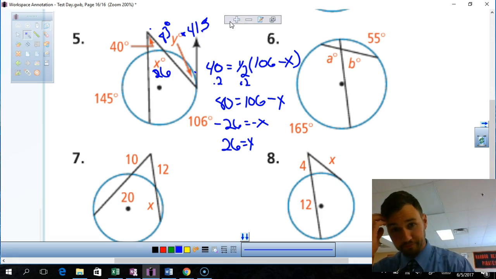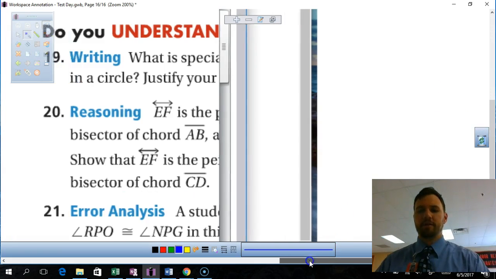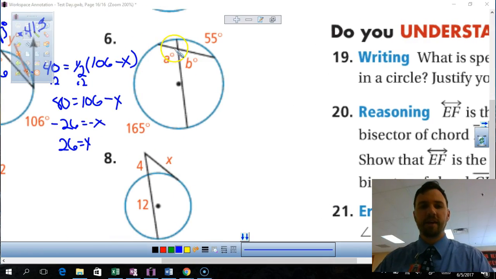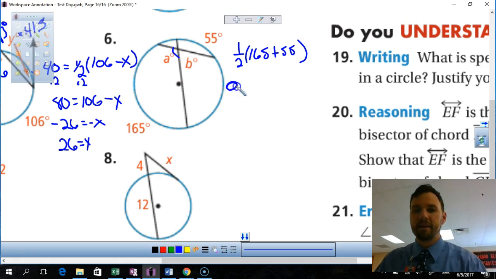Alright. Now let's do 6. Alright, let's find angle A first. Angle A is on the inside, and we have 2 of those. So we do 1/2, 165 plus 55. So I got that A is 110 degrees.